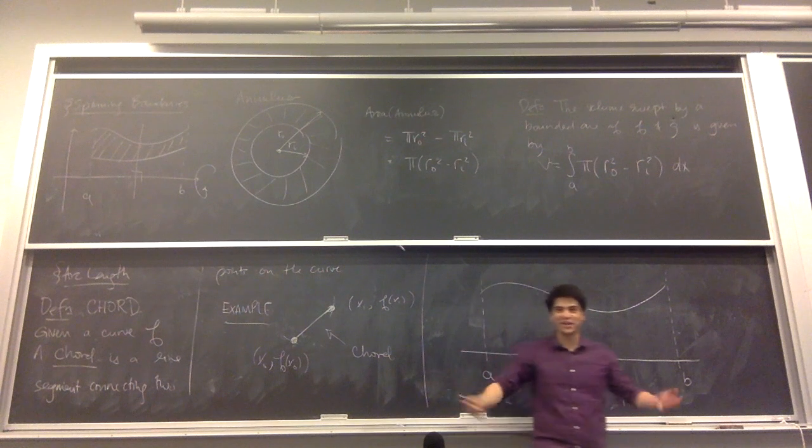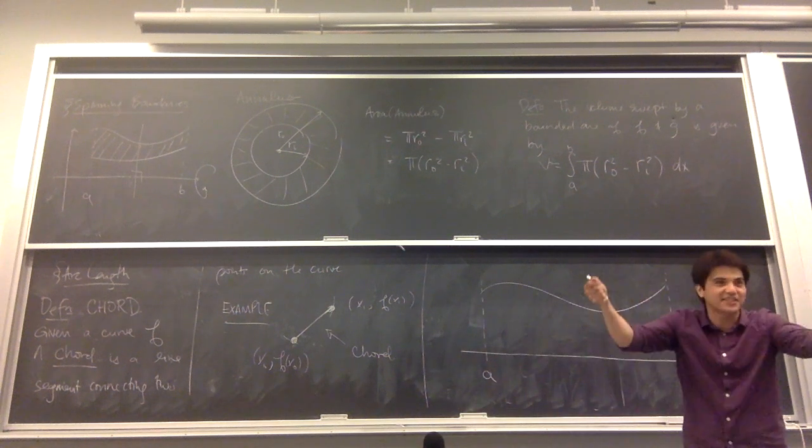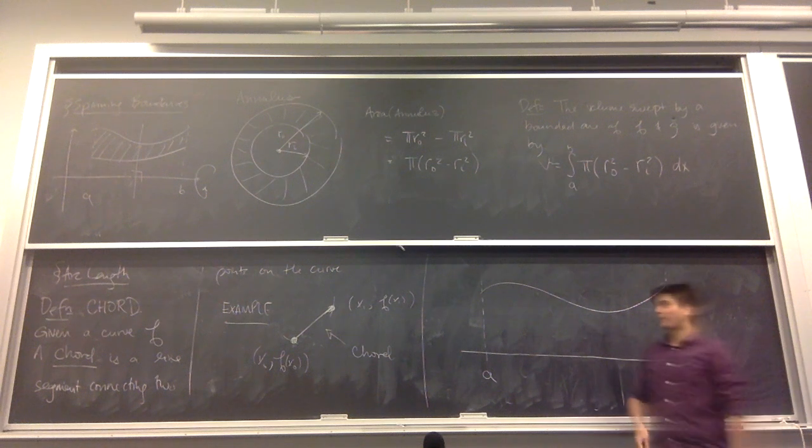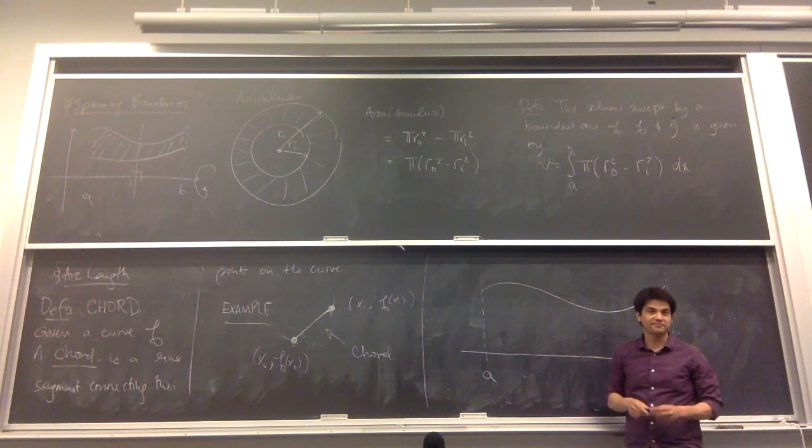We know how to measure the length of a chord. Measuring the straight distance between 2 points is the easiest thing we can measure. Is it possible to break this thing up into chords?